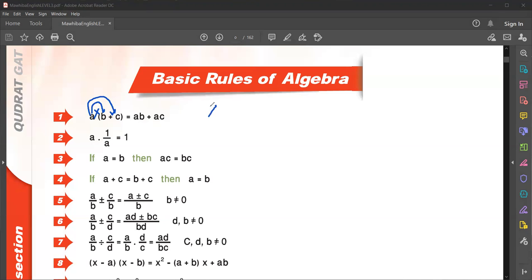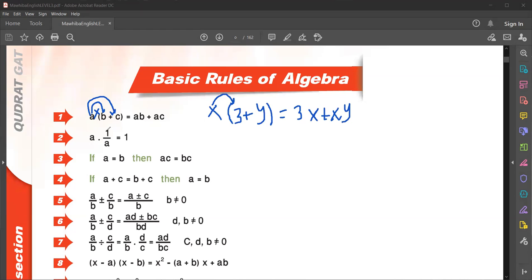Like here, if I have X (3 plus Y), how do I distribute this problem? You multiply X times 3, it is what? Can you write it? X multiply 3 is 3x, right? Then if I multiply x times y, it equals xy. Do you see? Okay, this is easy, I think, for you.